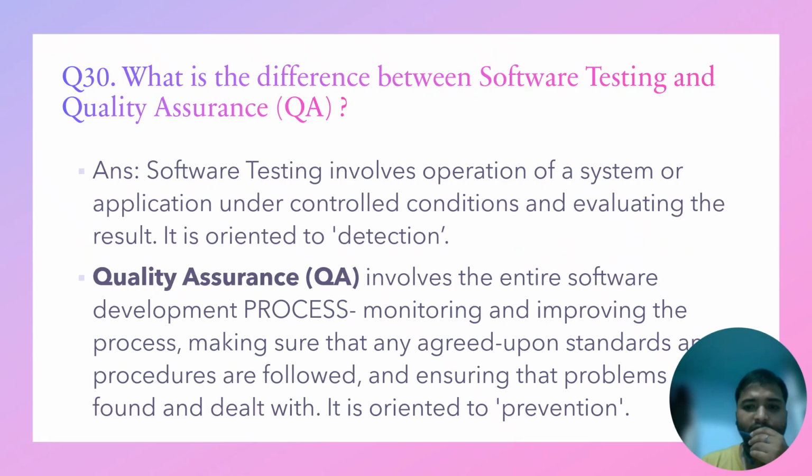What is the difference between software testing and quality assurance? Software testing involves operation of a system or application under controlled conditions and evaluating the results. It is oriented to detection. Quality assurance involves the entire software development process, monitoring and improving the process, making sure that any agreed upon standard procedures are followed and ensuring that problems found are dealt with. It is oriented to prevention.